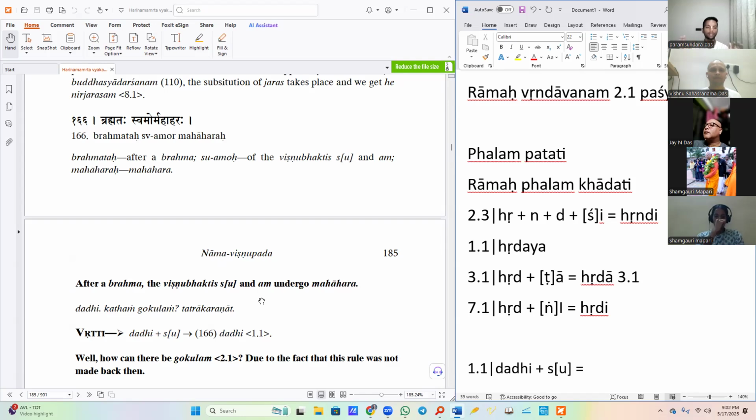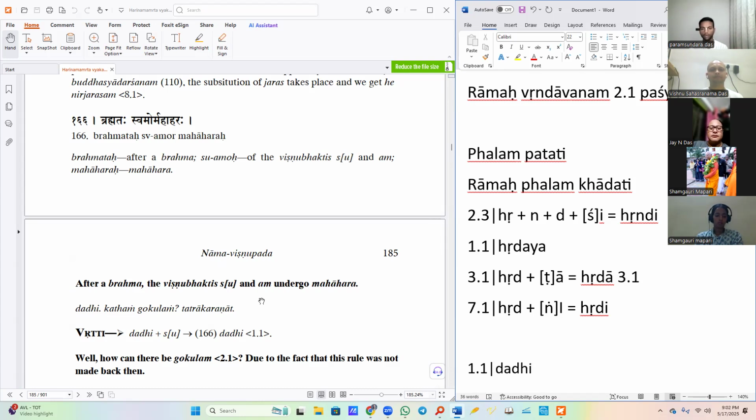So we delete Su after a Brahmalinga Shabda. You might be thinking why we didn't do it previously, because previously we had a specific rule saying after Brahma Krishna, Su is replaced with So, that's why we didn't do it. Now it's a general rule that after Brahmalinga Shabda, we simply delete Su and we just get Dadhi, 1.1.